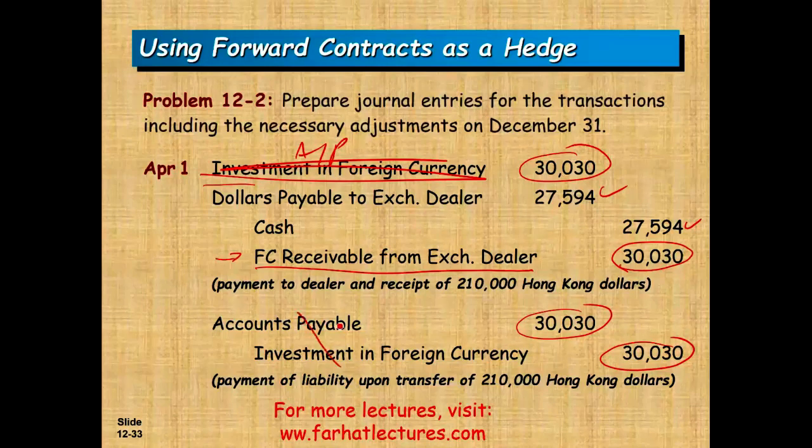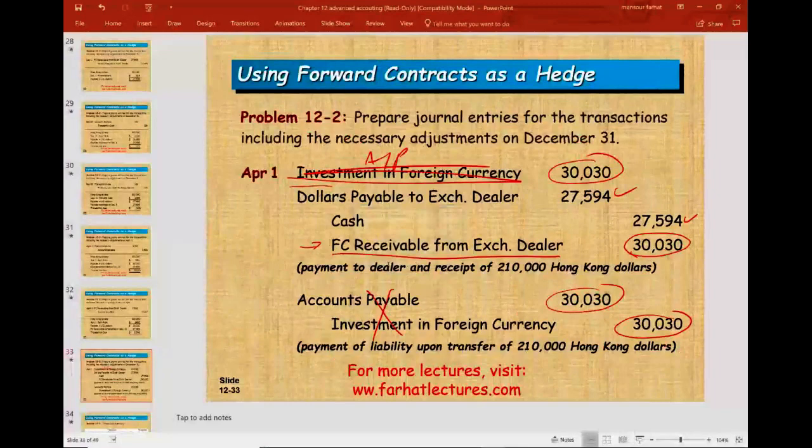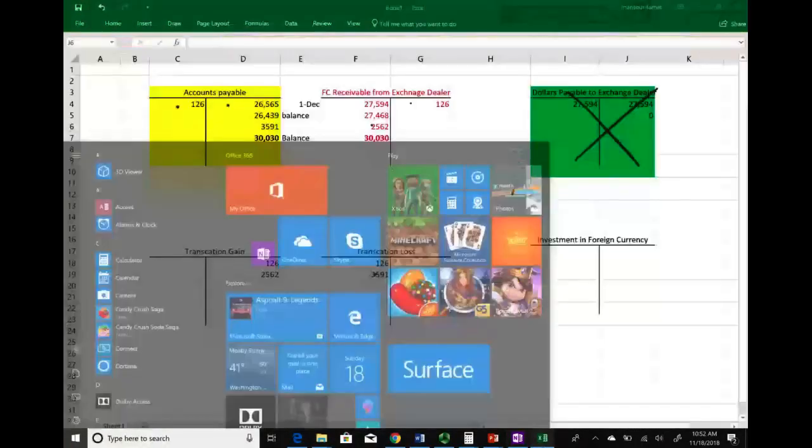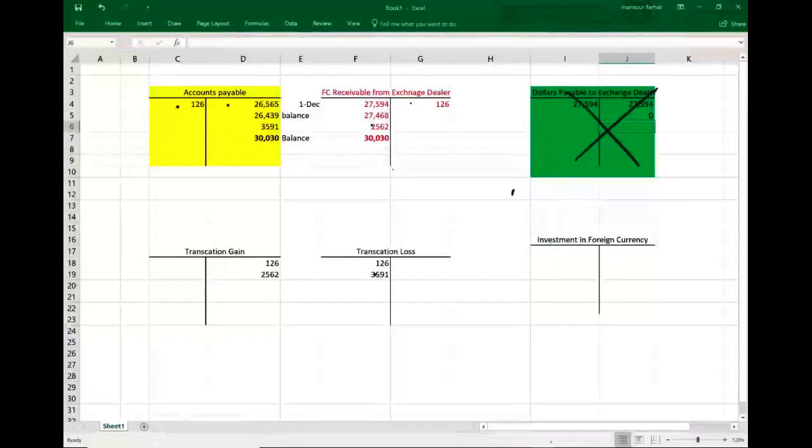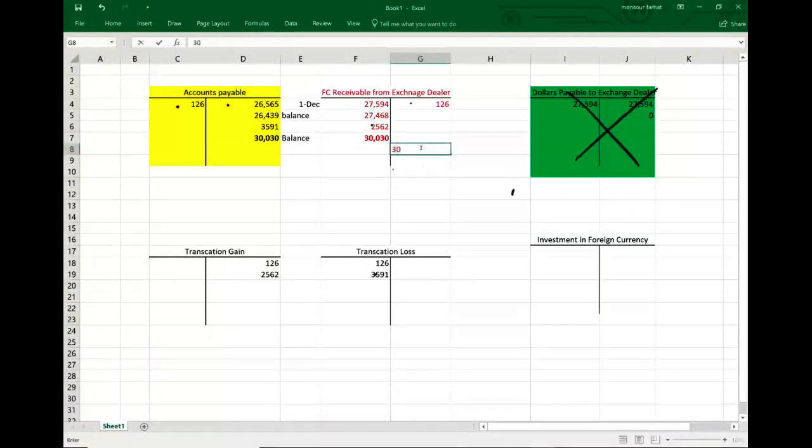So simply put, this entry is not needed. What you do is you remove the payable and receivable against each other. But I want you to see how the transaction proceeded from the get-go. I transferred the foreign currency, I transferred this amount to the investment. Basically, I cashed out my investment, $30,030, okay? And what happened, this account is gone.